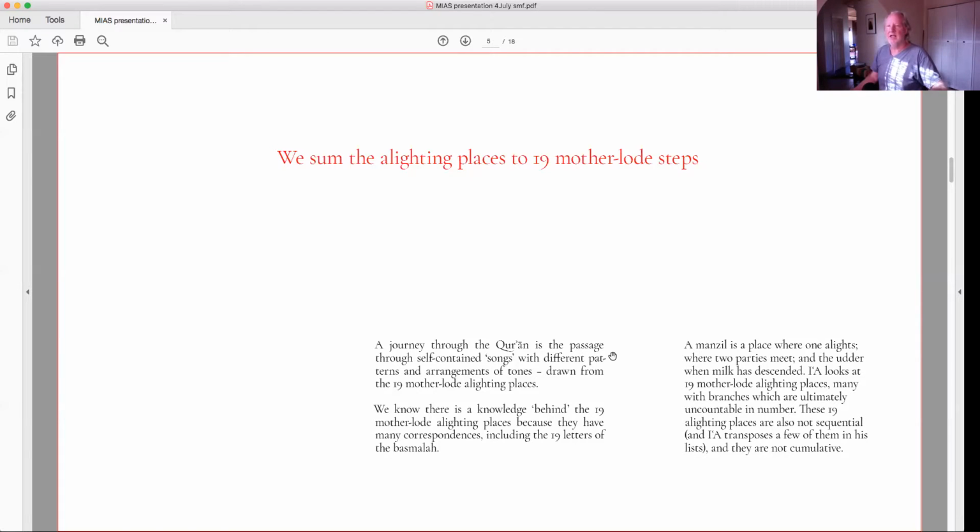And these 19 alighting places, they are not sequential either. Just the way the surahs of the Quran are not sequential and cumulative. So you can't say I've read from 1 to 6 and now I've read 7, so I have 6 and now I have 7. So it's not cumulative and it's not sequential.